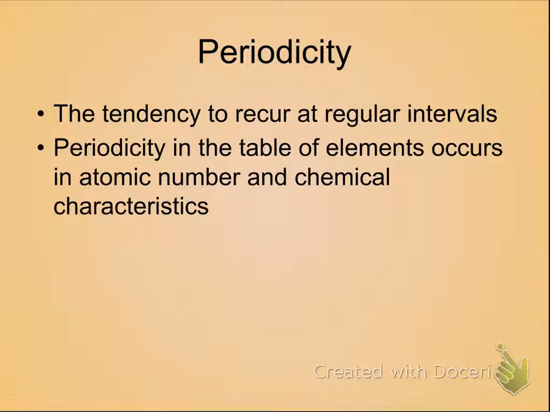It's the tendency for something to recur at regular intervals. Like, we can say we go to school periodically. There's a periodic pattern to that. When we're talking about chemical elements on the periodic table, periodicity occurs in the atomic number and in chemical characteristics. This was part of the critical thing that was noticed by scientists who worked on the periodic table early.